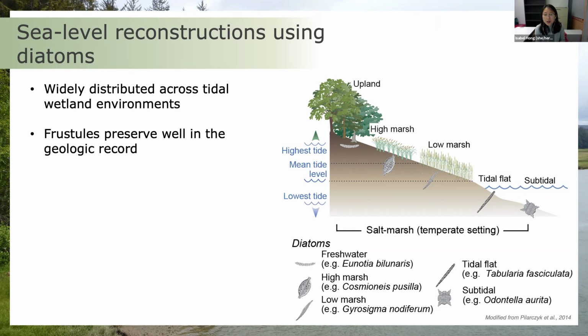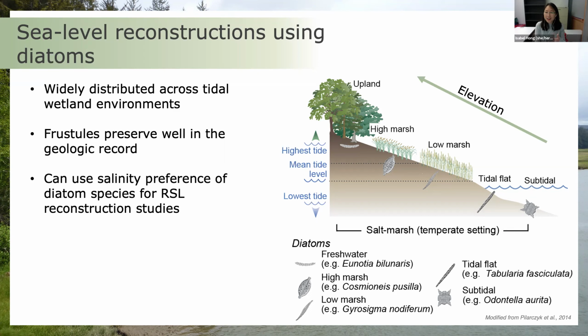So how does this work? First, we'll start with looking at this cross section here that you see. This is a cross section of an idealized salt marsh setting where we have the subtidal environment on the bottom right. Here, I can bring my mouse around, and then we have the upland environment in the upper left. So that as we increase in elevation, we are decreasing in salinity.